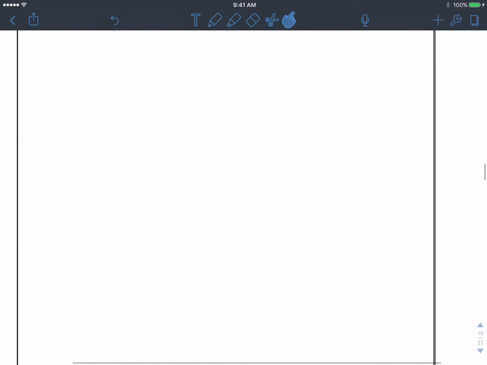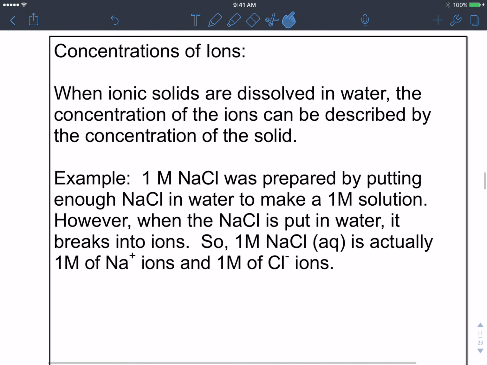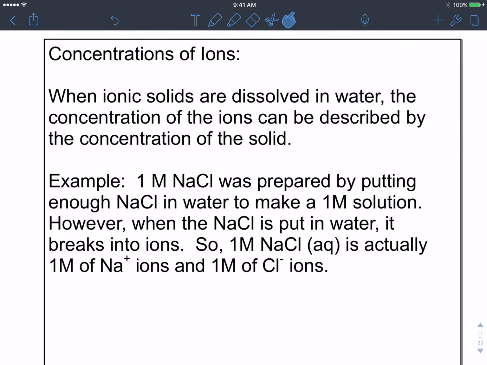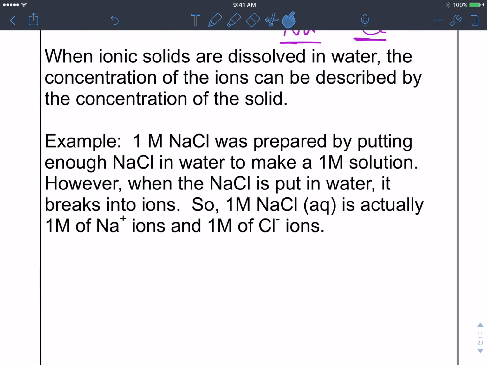Now, another neat feature is we can also calculate the concentrations of ions. So when ionic solids are dissolved in water, such as NaCl, you know that we have Na ions and we have Cl ions. And we have talked about the idea that when things dissolve, it's these ions that actually react. It's not the whole compound. So we can describe the concentration of those ions as well, because we'll want to know how those ions are behaving in the reaction. So here's an example. It says 1 molar NaCl was prepared by putting enough NaCl in water to make 1 molar solution. However, when NaCl is put in water, it breaks into ions. So the answer to this all is how many ions do we have?